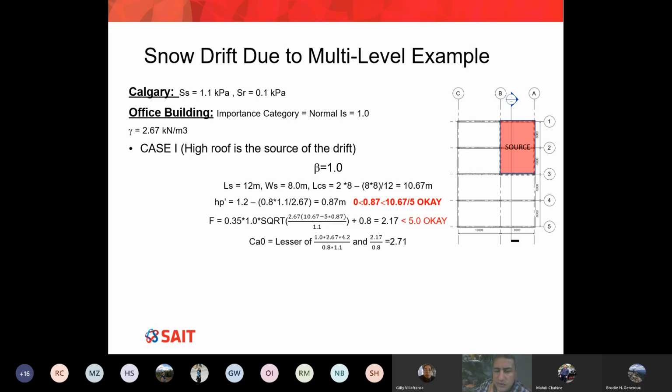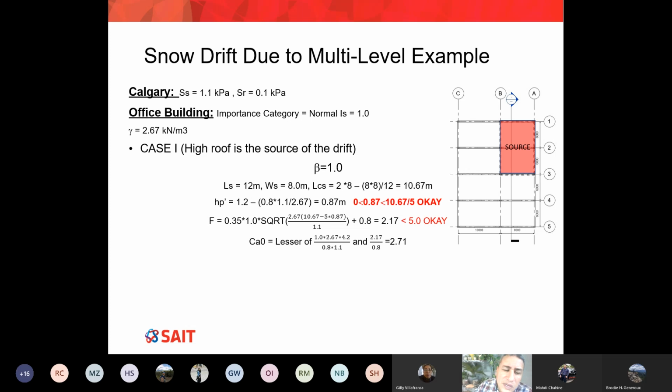So F is equal to this math here, and then it is equal to 2.17, less than 5, so it's okay. You can see I put the check here in red because I want to warn you. Most of my students, when you do the calculation, totally forget about the condition or the check. Please don't forget the check, okay?